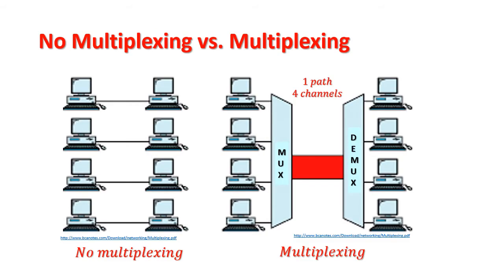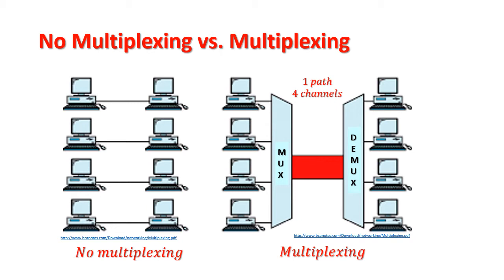No multiplexing versus multiplexing. In no multiplexing, we can only transmit and receive information between two devices, and one wire or one path is required to transmit or receive for each pair. If, for example, we want one device to transmit to other devices or multiple devices, we need to add separate wires or separate paths for the message to travel through.